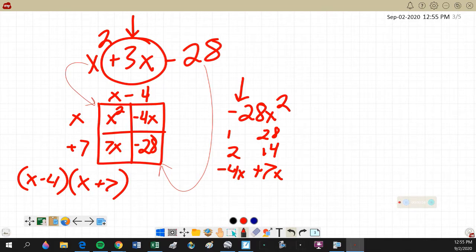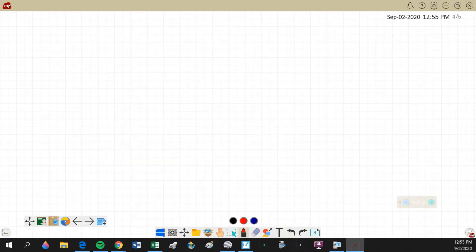The 28 helped us build the 4 and the 7. Okay? Yeah, magic. It was a magic trick. Okay, does that make sense? Okay, let's try one. Let's try one on your paper.